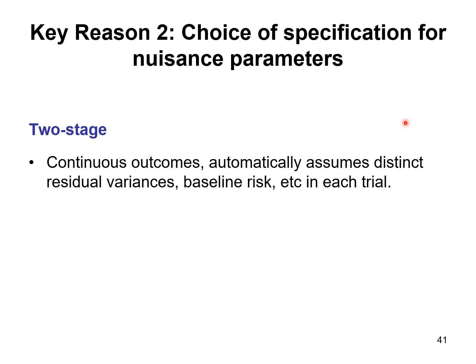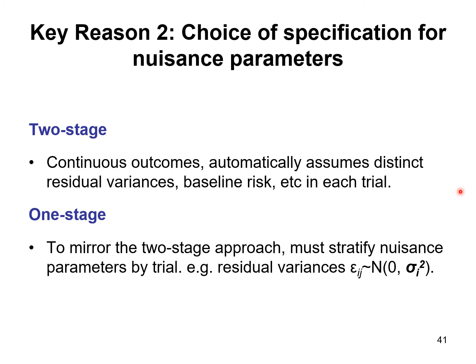In the second reason, we're now moving to things that are impacted on by the researcher. So the choice of nuisance parameters, for example. In a 2-stage approach, like I said, every single nuisance parameter is automatically stratified by study. So your baseline risk, your residual variances, your adjustment for prognostic factors are all stratified by study because you analyze each study separately. In a 1-stage approach, to mirror the 2-stage approach, you must specifically estimate a separate term for each study for those nuisance parameters.